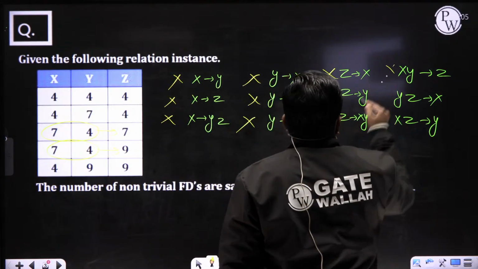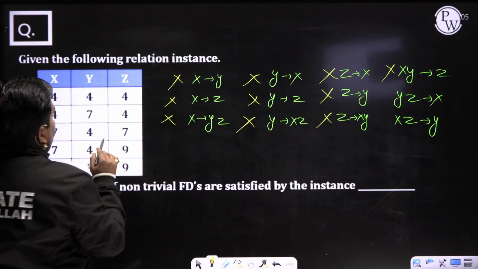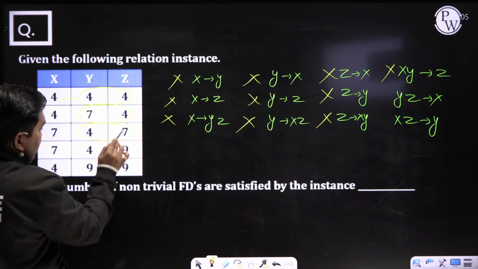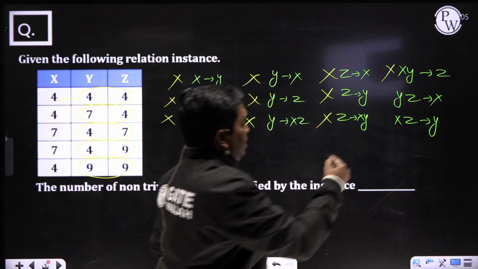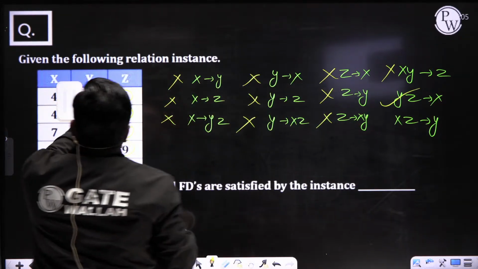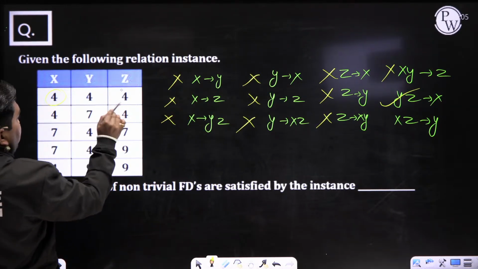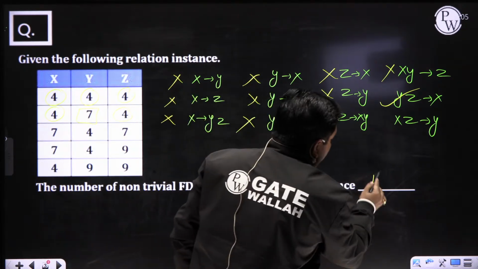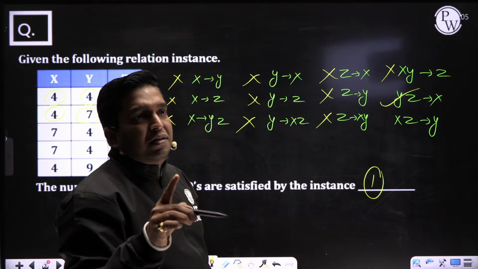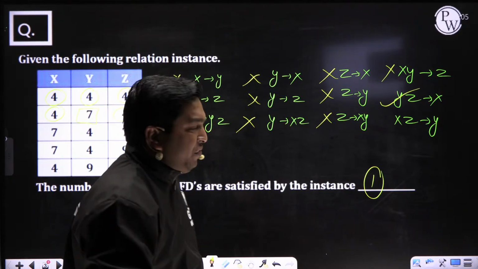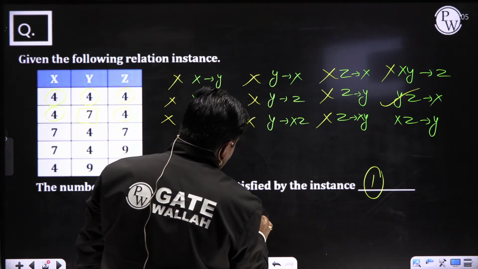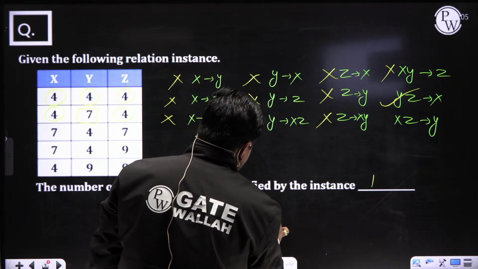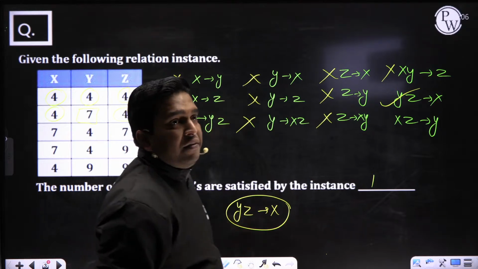XY, 7 4 7, 7 4 9. YZ, my dear, YZ: 4 4 determines 4, 7 4, 4 7, 4 9, 9 9, unique. XZ means 4 4 determines 4, 4 4 determines 7, that is fail. So only one non-trivial FD is satisfied by the instance, that is YZ tends to X, my dear. YZ determines X. Clear everyone? Each and everyone crystal clear?